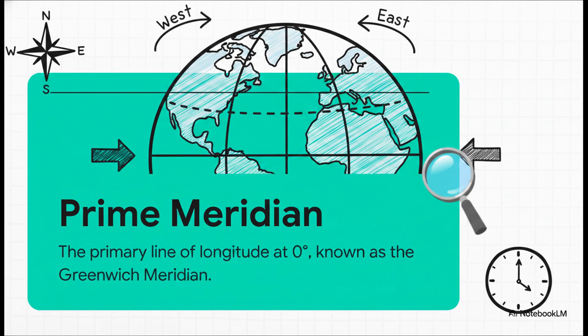And for the exam, you'll definitely want to remember its famous alternative name, the Greenwich meridian. This vertical pillar is the main starting point for measuring east and west, effectively splitting our globe right down the middle into the eastern and western hemispheres.